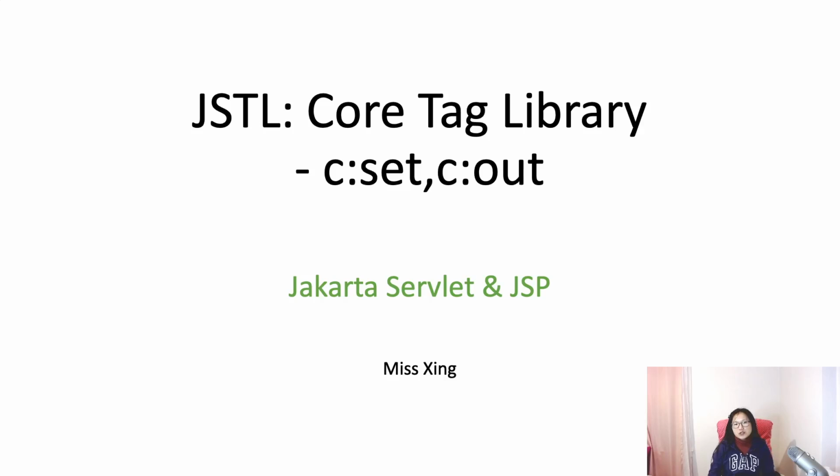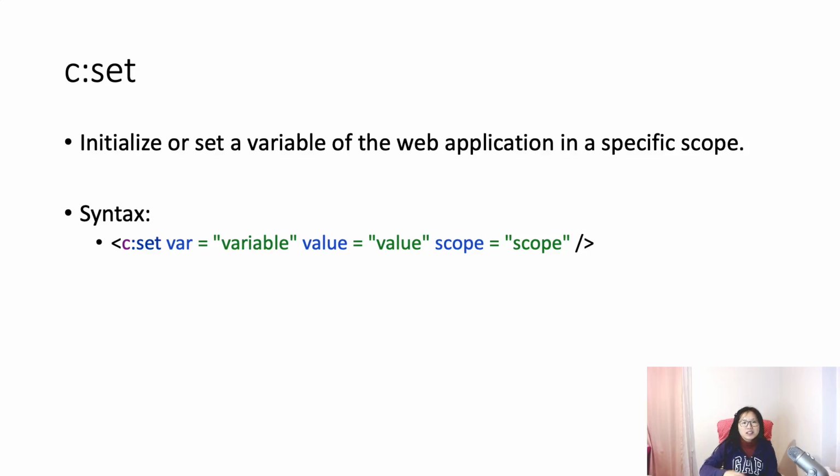The first two tags I want to introduce are CSET and COUT. They are both in the JSTL core tag library. First, CSET. You can use CSET to initialize or set a variable of a web application in a specific scope.